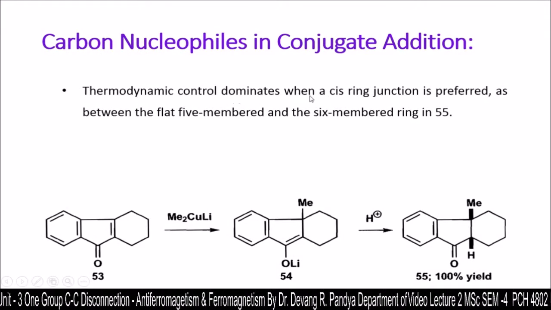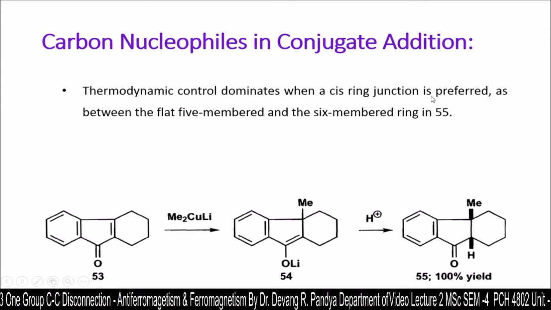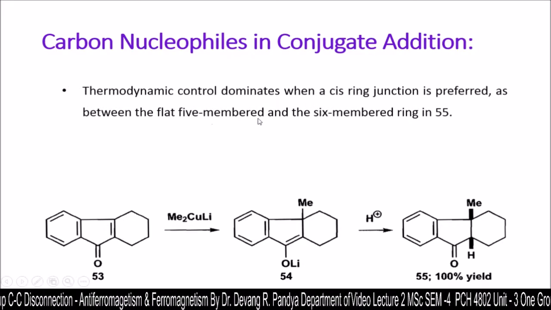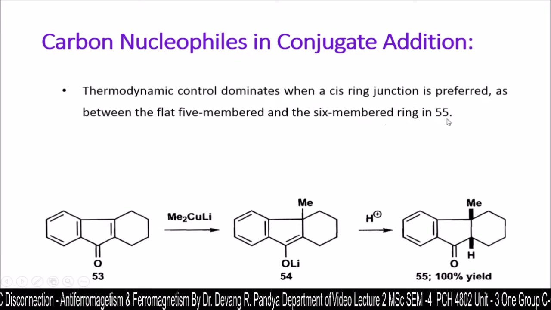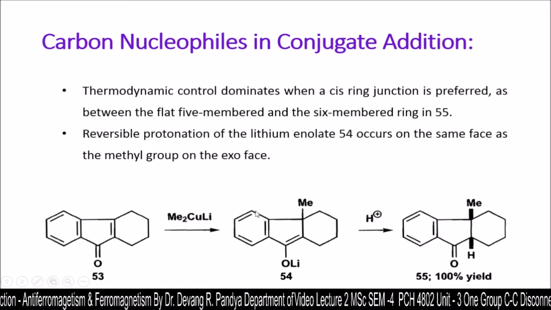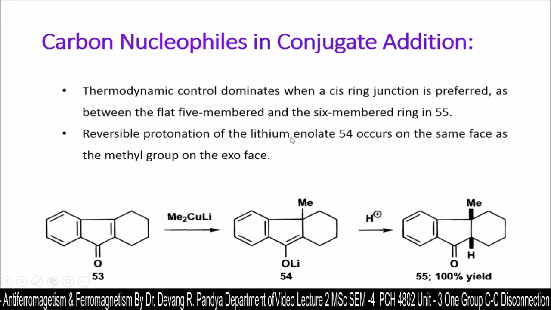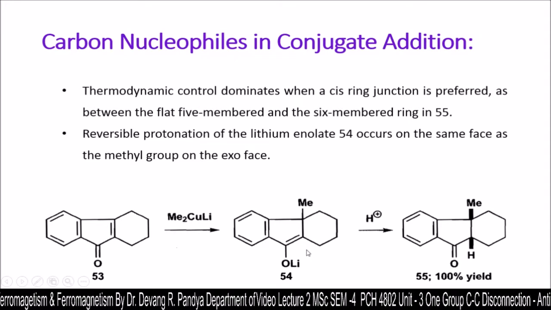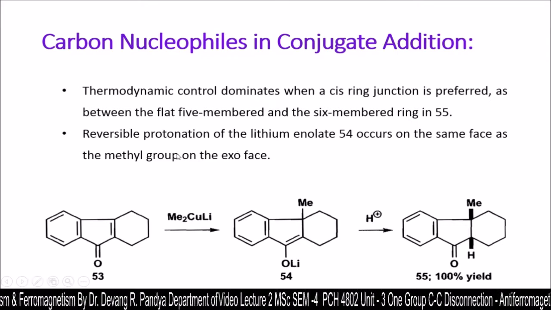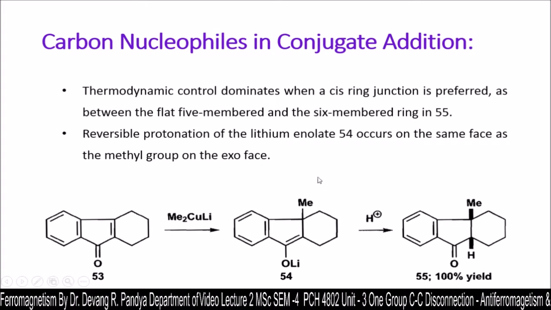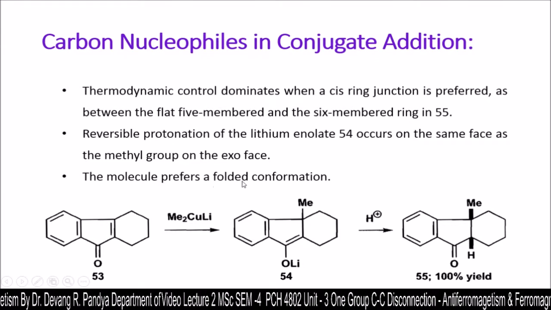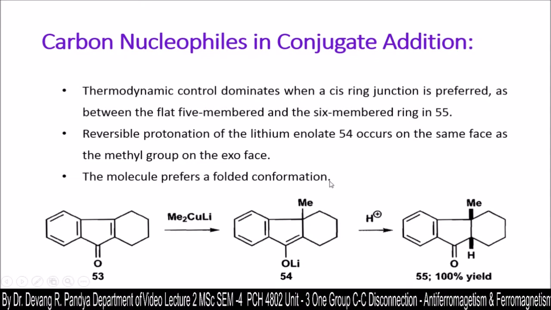Thermodynamic control dominates when a cis ring junction is preferred, as between the flat 5-membered and the flat 6-membered ring in structure 55. This 100% is going to be obtained. A reversible protonation of lithium enolate, that is 54, occurs on the same face as the methyl group, on the exo face. The molecule prefers a folded conformation.